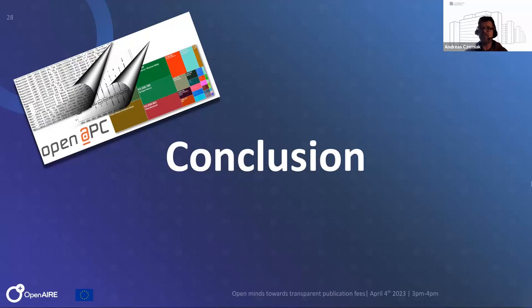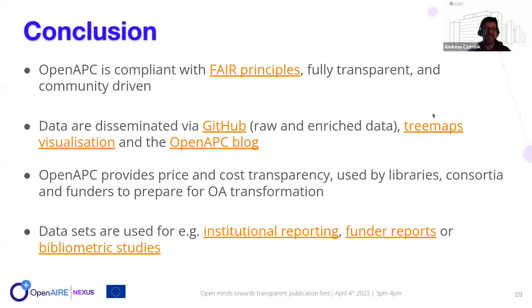the presentations, based also on the time that we have. So OpenAPC is, I would say, fully compliant with FAIR principles, is open, community driven and fully transparent. As it is on GitHub, you can search and evaluate the raw and enriched data, as Christoph has shown before, all available on GitHub.